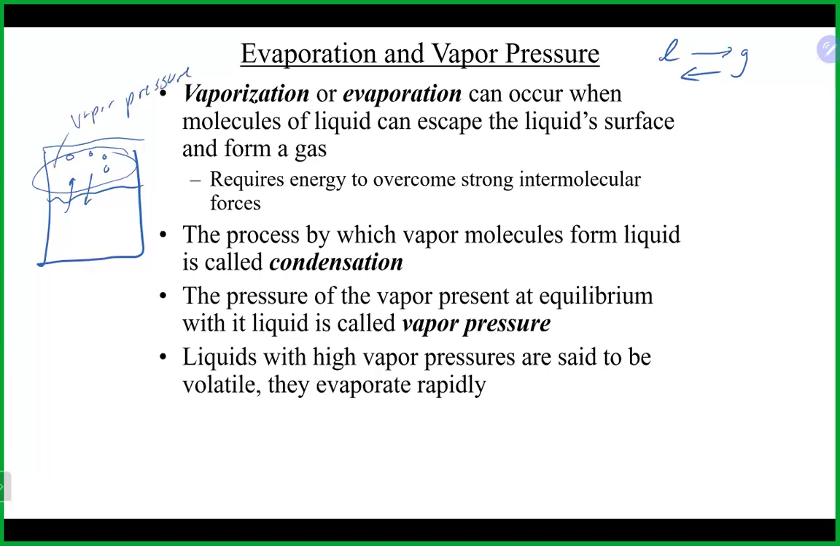And the higher the vapor pressure, the more volatile the solution is, which means it can go into the gas phase pretty easily. The only way you get a high vapor pressure is if you have a lot of molecules jumping out of the liquid phase into the gas phase. That occurs when things are held together by very weak intermolecular forces, like dispersion forces.